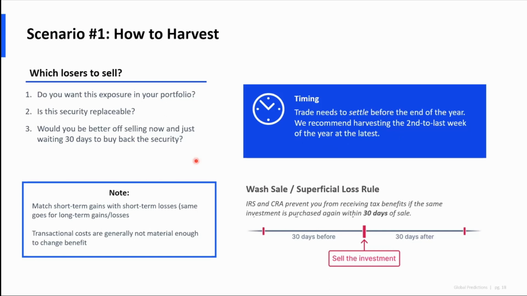And the first concept is, let's say I don't just have SPY, let's say I have other things that have gone down in value. How do I decide which one to sell? We think it's best to think about this in terms of three sequential questions. The first one is, are there things in my portfolio that I don't actually really want exposure to anyway? If so, you should definitely do those trades before the end of the year, lock in the loss, figure out how much gain you have left, and then do that iteratively until you have at least matched the amount of capital loss that you've realized with the amount of capital gain.